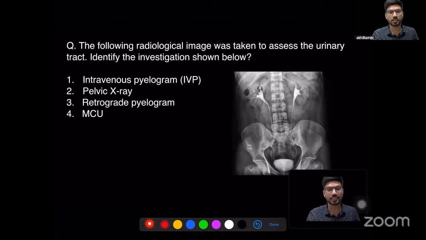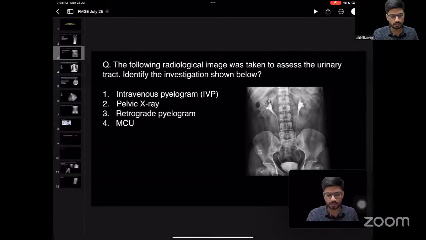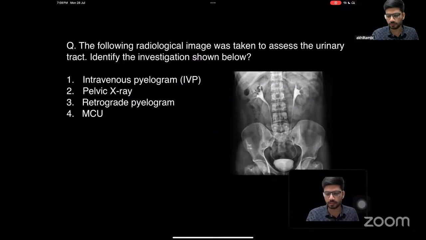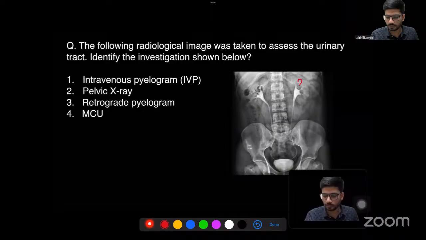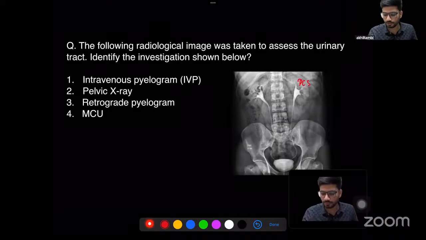So the next question was regarding an IVP image, and two questions were asked regarding the IVP image. So one was regarding just the identification of the IVP image. Okay. So in this we can see the PCS of the kidney. So this PCS is completely filled. Then we have the ureter. Okay. Then we have the bladder over here.